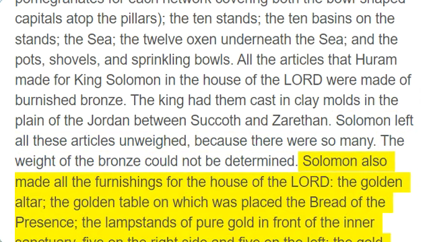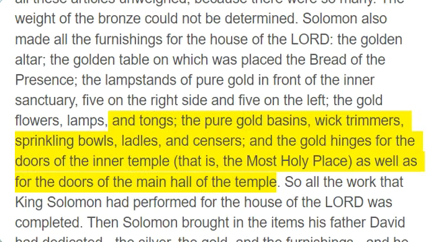Solomon also made all the furnishings for the house of the Lord: the golden altar, the golden table on which was placed the bread of the presence, the lampstands of pure gold in front of the inner sanctuary, 5 on the right side and 5 on the left, the gold flowers, lamps, and tongs, the pure gold basins, wick trimmers, sprinkling bowls, ladles, and censers, and the gold hinges for the doors of the inner temple, that is, the most holy place, as well as for the doors of the main hall of the temple.